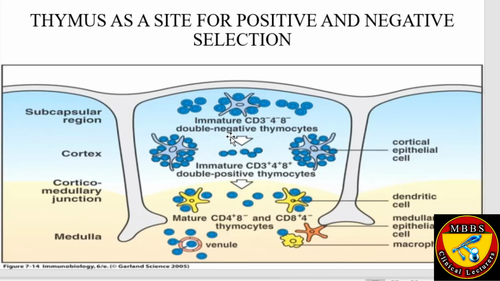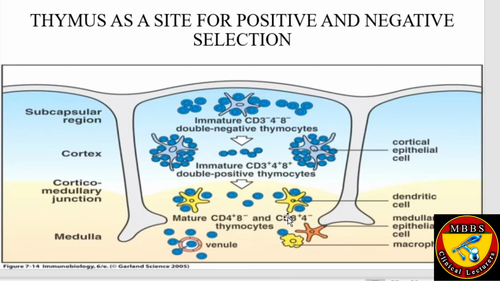Means they are double negative. That means they don't have a CD4, they don't have a CD8. They are double negative thymocytes. What happens? First they differentiate into T cells that express both antigenic receptors and the various CD proteins on the surface. So first the stem cells were double negative, CD4 nor CD8. Then they express both CD4 and CD8 and become double positive. And then they are going to mature and express either CD4 or CD8.